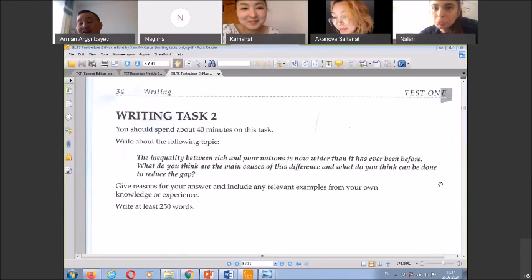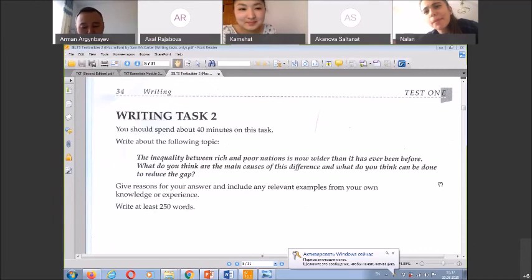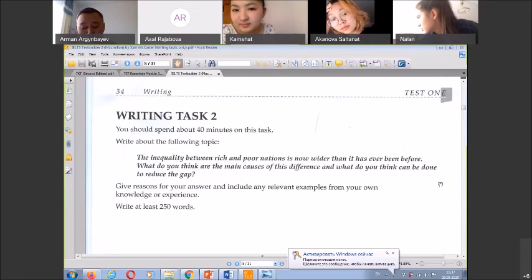Shall I read mine? I'll read what I wrote here. The welfare level between developed and third world countries is growing exponentially, which is alarming. The most significant reasons of this inequality might be the investments in human resources and quality of education. In my opinion, governments should spend more funds on the fields mentioned above. Oh, okay. This is my introduction.